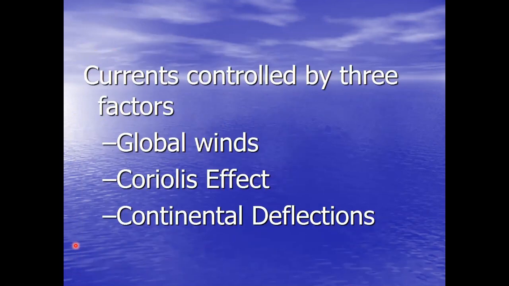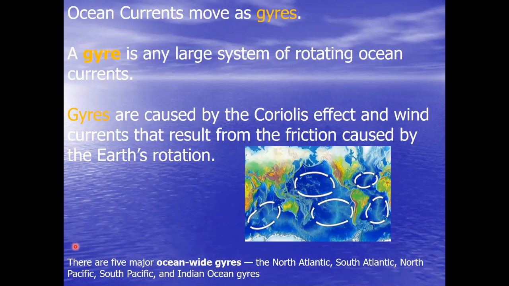Was that for number 5? So for number 3, describe how the Coriolis effect influences surface currents. It causes them to form gyres. And then you can answer number 4, what is a gyre?